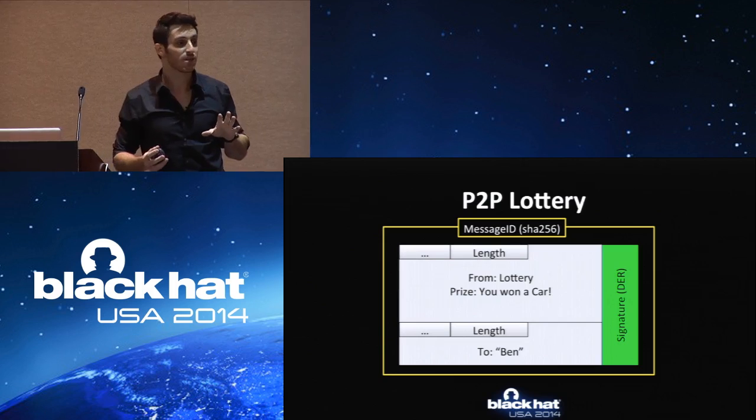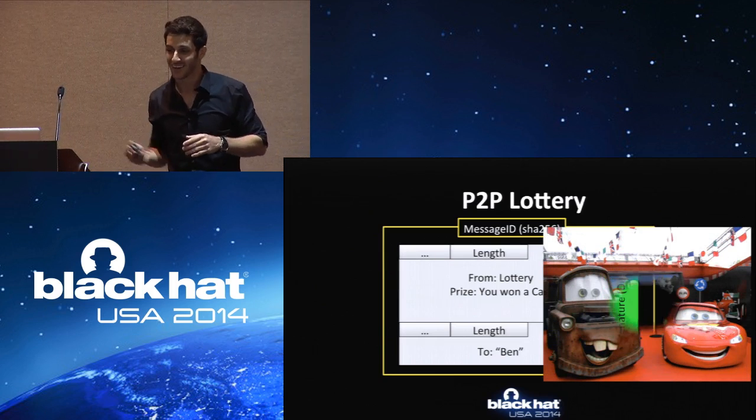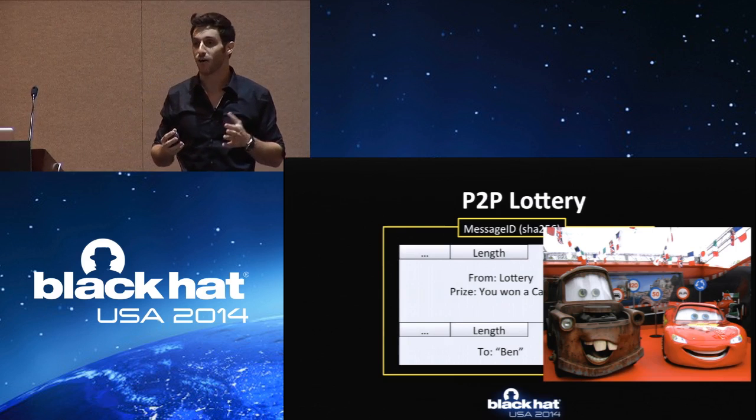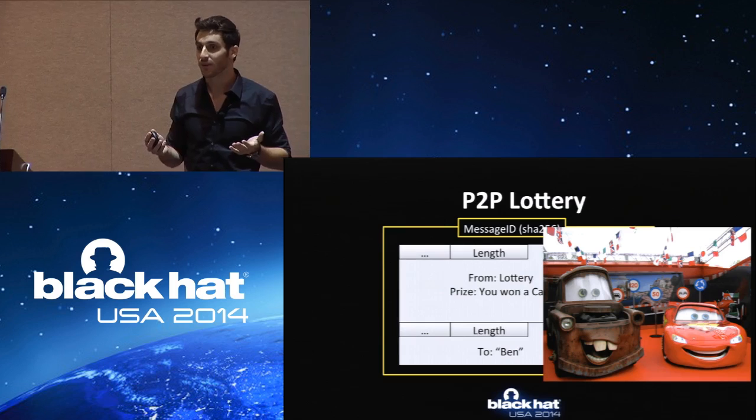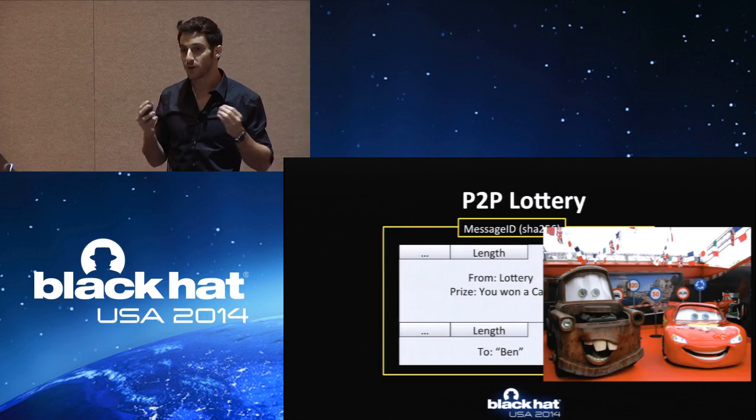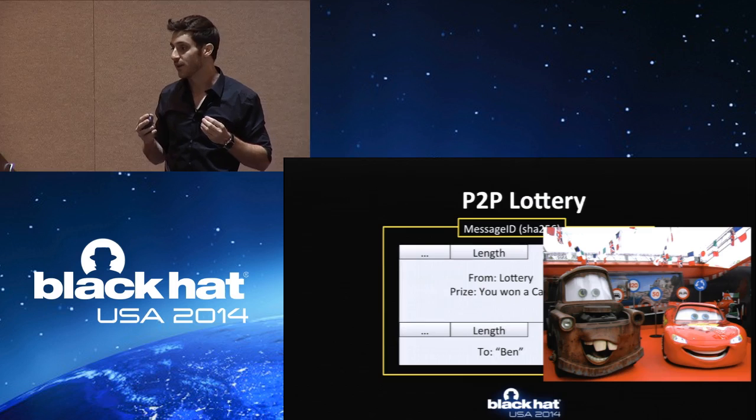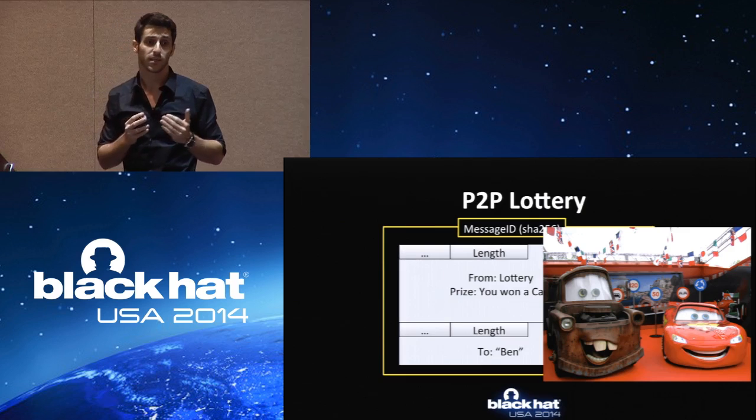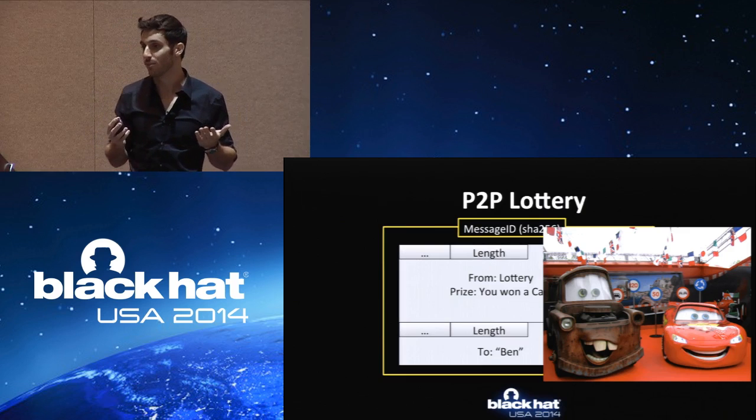So this is pretty much the concept. And these are my cars, by the way. So this is the concept of transaction malleability. You add or change something without breaking the signature, and therefore you abuse systems that track only the ID of this message.